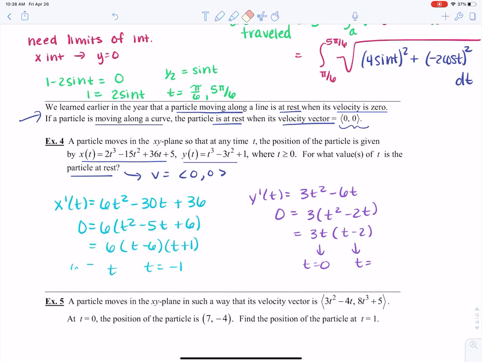I just realized I factored this one up here wrong, guys. Oh dear, I don't want to have to remake the whole video, so just bear with me. This should have been t minus 2 and t minus 3. That's what happens when Miss Lowry tries to make videos really fast. Oh dear. So now we get t equals 2 and t equals 3, and for y, t equals 0 and t equals 2.